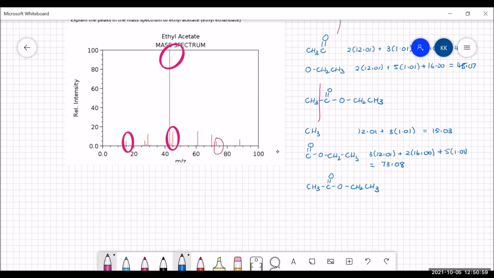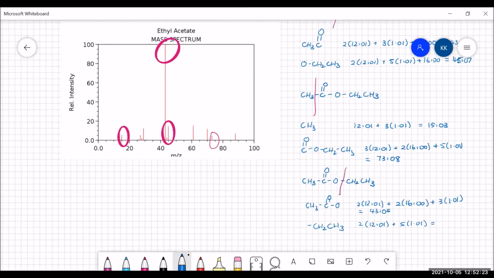What about if the molecule fragments here? So we produce these two fragments. First fragment, 2 carbons, 2 oxygens, 3 hydrogens. It's going to give us 43.05. And we've already noted that peak at 43. The second fragment, 2 carbons, 5 hydrogens. It's going to give you 29.07. And here is your peak.